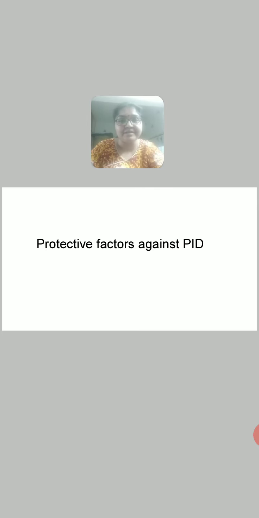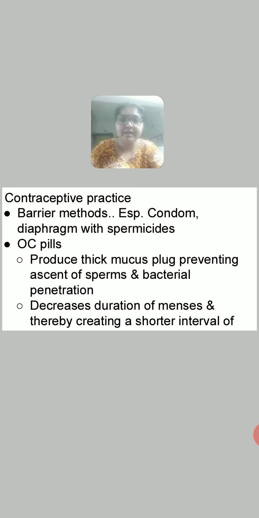Now, protective factors against PID. What can be done to prevent PID? So we'll discuss the preventive measures. First such measure is contraceptive practice. Barrier methods. Barrier means layer. Barrier methods protect the female genital tract or they act as contraceptive by preventing the ascent of the sperms into the female genital tract. So these barrier methods are specially condom and diaphragm with spermicides. Spermicides kill the sperms, so they also help to avoid PID.